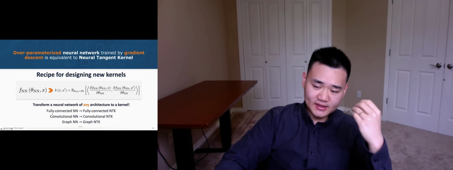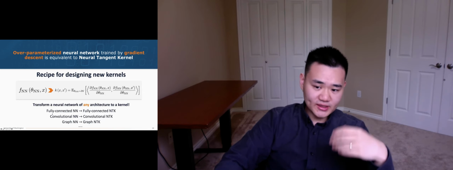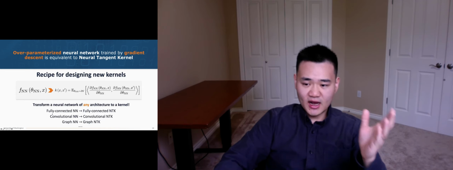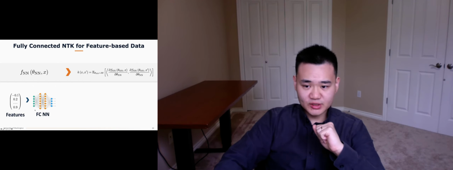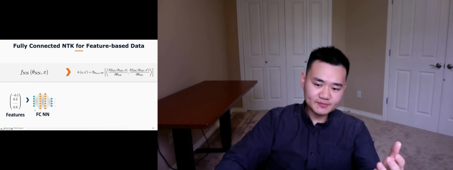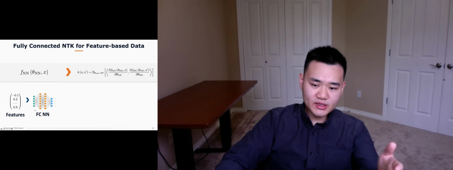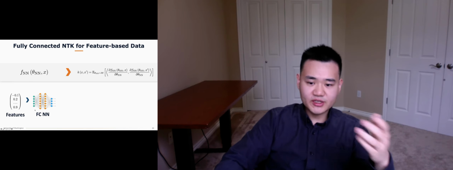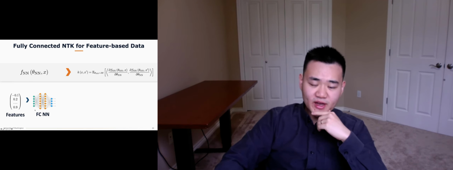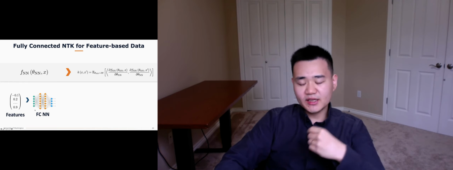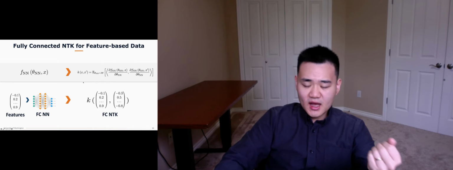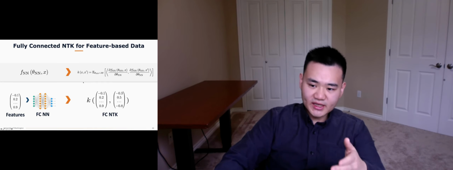Okay, and it's very general, so you can transform, for example, fully connected, convolutional, or graph neural networks to their corresponding neural tangent kernels. So let's first look at the fully connected neural tangent kernel for feature-based data. Remember, fully connected neural network is often used for this general feature-based data. Here, the neural network takes one vector as an input, and our kernel takes two vectors as input and computes the kernel value. Let's call it fully connected neural tangent kernel.